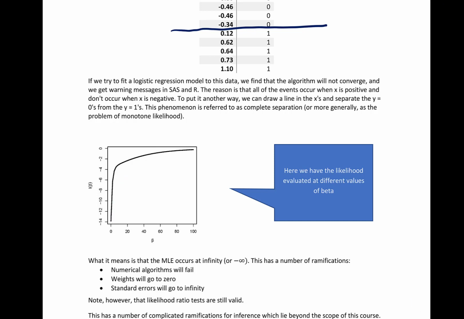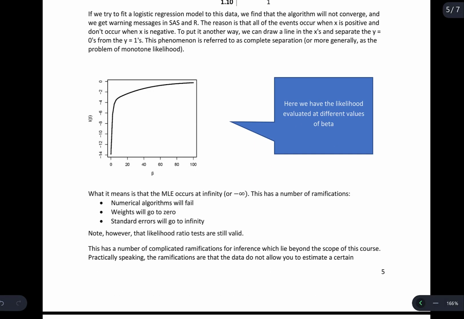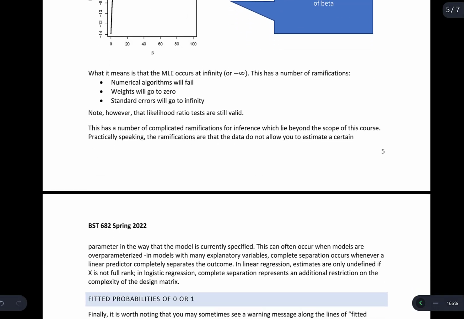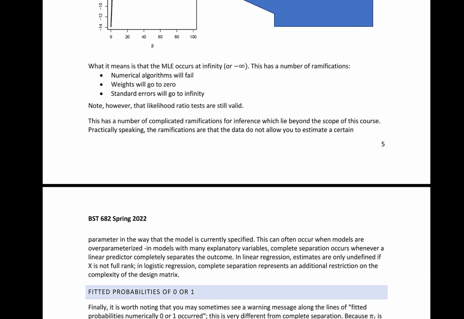So this ends up having a number of ramifications. Your numerical algorithms are going to fail. All of the weights in your weight matrix are going to go to 0, and the standard errors are going to go to infinity. But the likelihood ratio tests are still going to be valid. This has a number of complicated ramifications for inference, which lie beyond the scope of this course. But practically speaking, the ramifications are that the data do not allow you to estimate a certain parameter in the way that the model is currently specified.